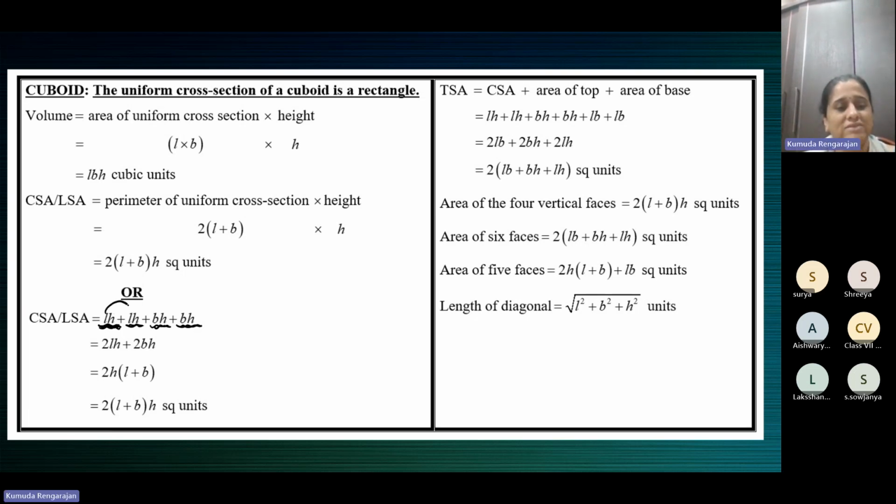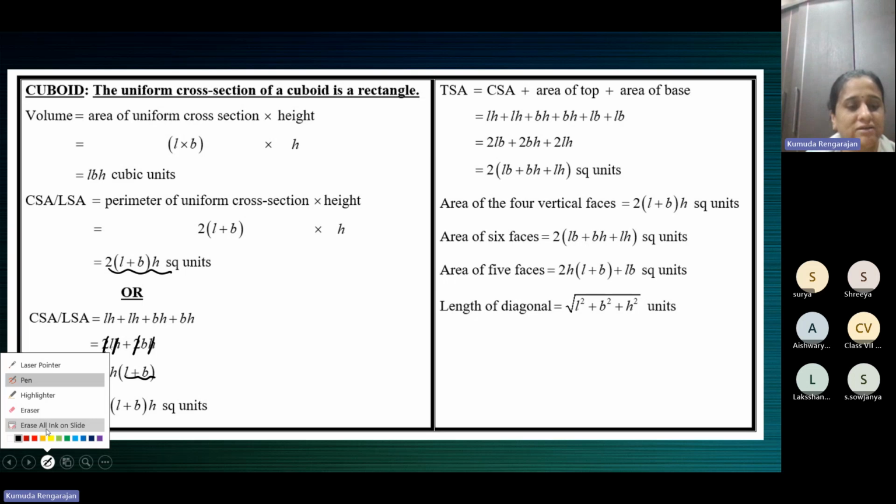So LH plus LH is 2LH, BH plus BH is 2BH. So now 2H is common. You can see here 2H is common. So in the bracket you would have L plus B. See, 2H is common, no? So in the bracket you will write L plus B. So that's how we get this formula. 2 of L plus B into H, or 2 into L plus B into H. And that's what we have here also.